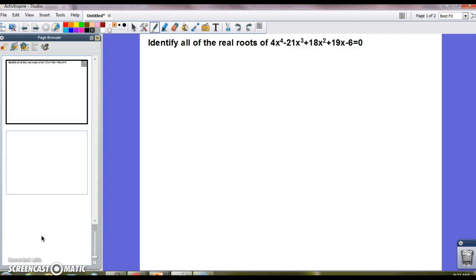Hi everyone. Today we're going to continue on from what we were doing in class yesterday, where we were talking about the rational root theorem. I'm going to do this example problem. It's got a little bit of everything in it, so it hopefully will help with what we were doing yesterday. It says to identify all of the real roots of that polynomial equation.